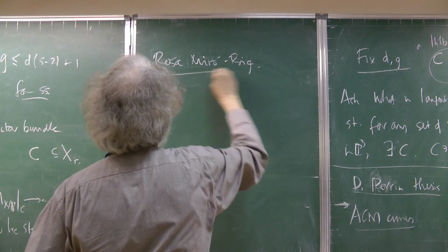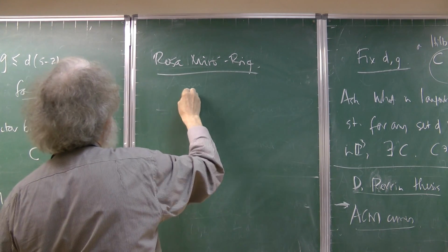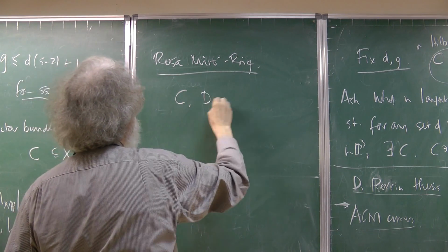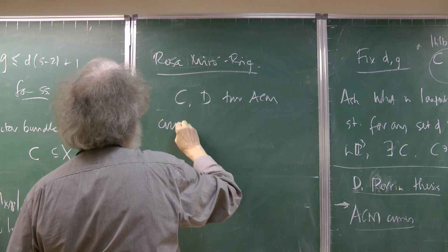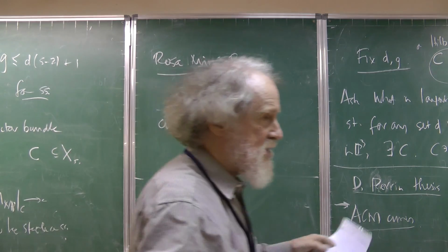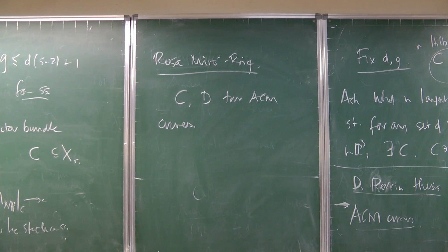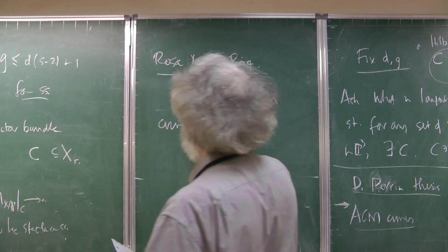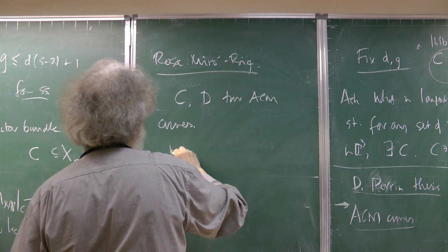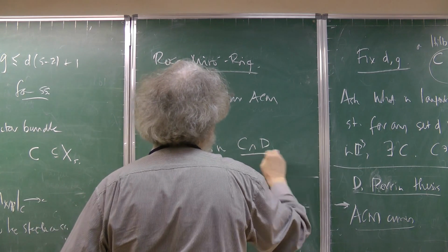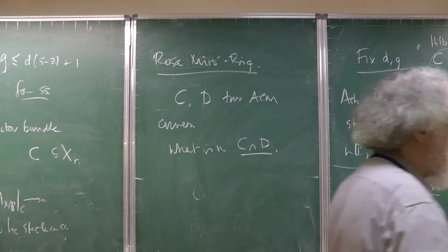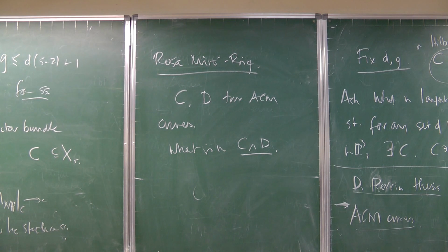In Barcelona, we made a study. If you have two ACM curves, C and B, each one has an H vector, and we assume that they correspond to different H vectors. Depending on their H vectors, we ask what the maximum intersection number of C and B is. This is a generalization of the problem of multi-secant lines.